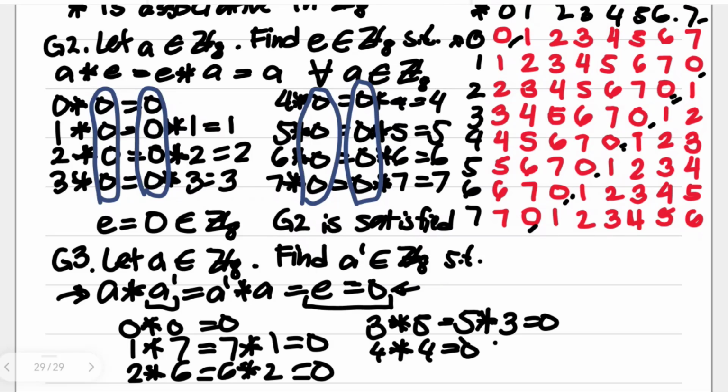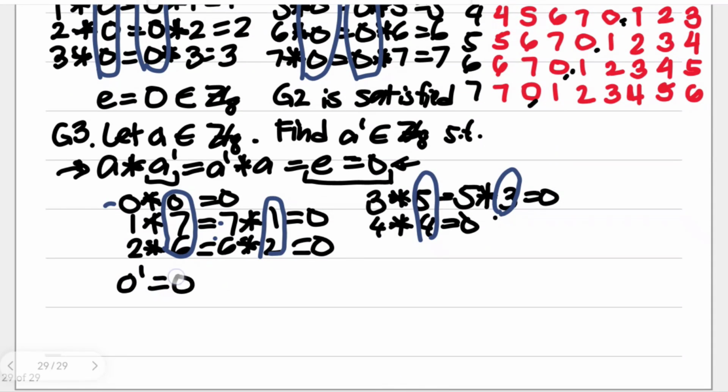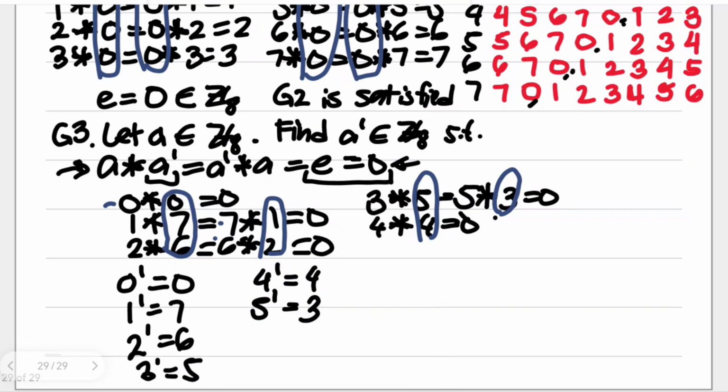So what are these values now? The values of the inverses are these portions here. For these items, their inverses are these. And what does this tell us? That would mean that the inverse of 0 is 0 itself. The inverse of 1 is 7. The inverse of 2 is 6. The inverse of 3 is 5. The inverse of 4 is 4 itself. The inverse of 5 is 3. The inverse of 6 is 2. And the inverse of 7 is 1.